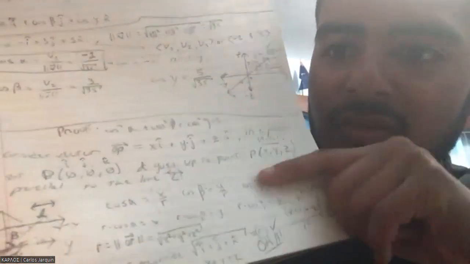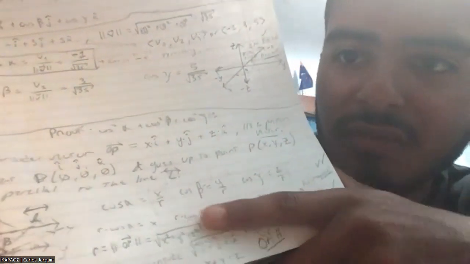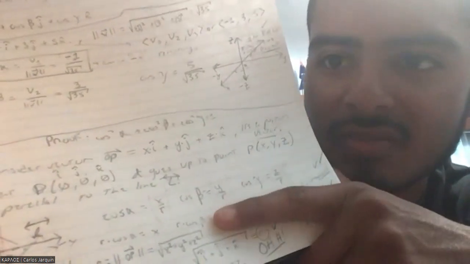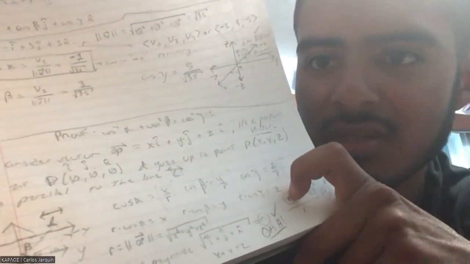Then you can manipulate the equations around. So you would have x equals r times cosine alpha, y equals r times cosine beta, and z equals r times cosine gamma. And what is your r actually? r is just the length of that vector.